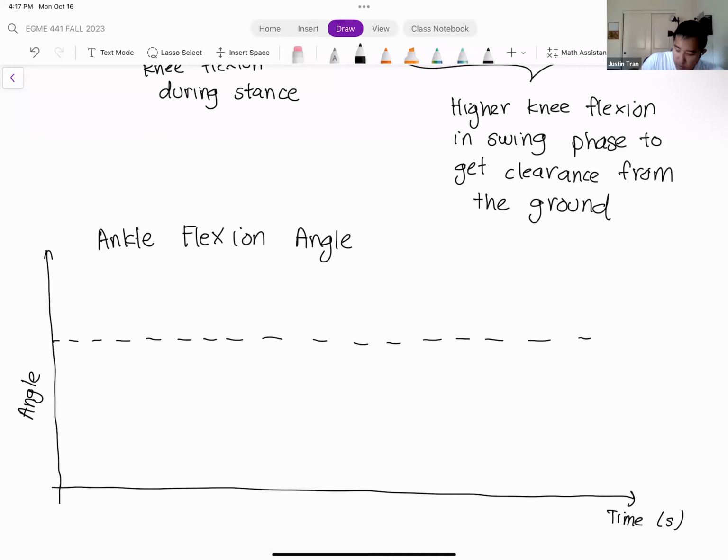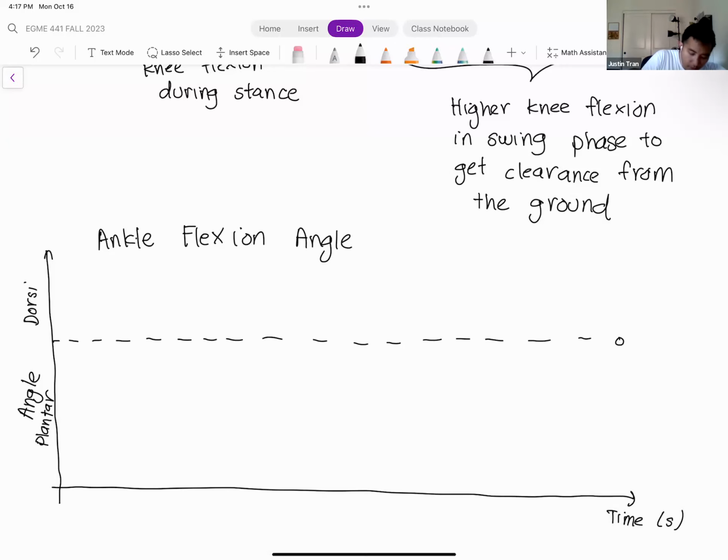All right, so just like the hip, let me go ahead and draw a 0 here. And so on top of this line, we'll have dorsiflexion. And on the bottom of the line, we'll have plantar flexion. Okay. And so the ankle goes through different phases. For the most part, it oscillates around 0 or its resting position.